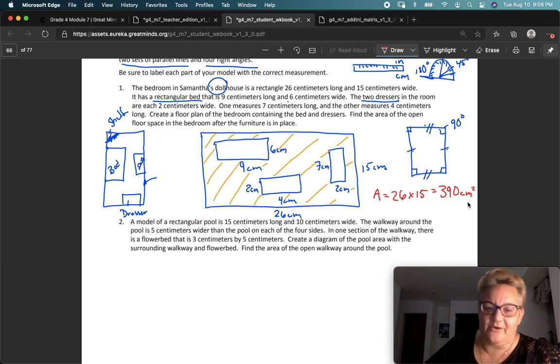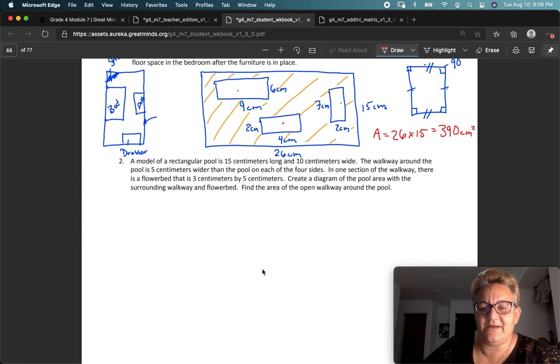Okay, now I know the whole space, but I'm going to have to subtract some things, aren't I? I'm going to have to subtract this and this and this to find out the area that's left behind. So I'm just going to go ahead and write those 3 problems down. Let's just ignore this problem for right now. I'll come back to it, okay? So the area of the bed is 9 times 6. The area of the dresser is 7 times 2, and the area of the other dresser is 4 times 2.